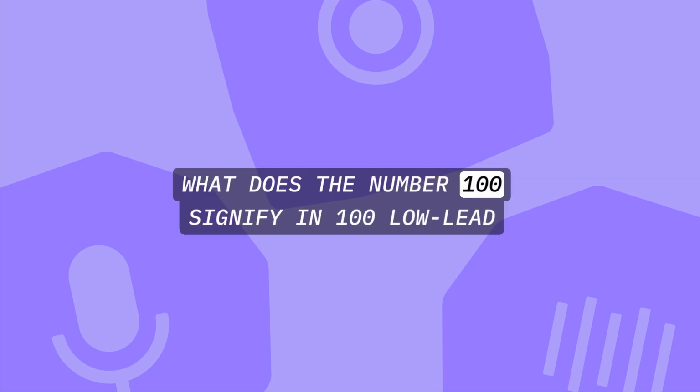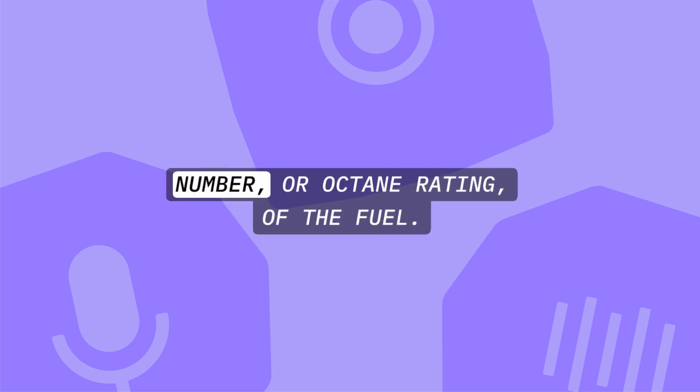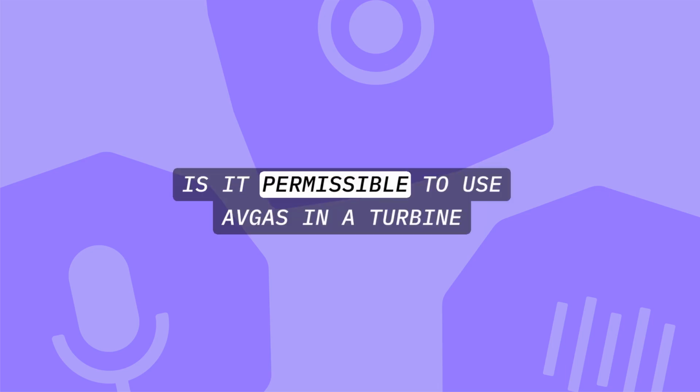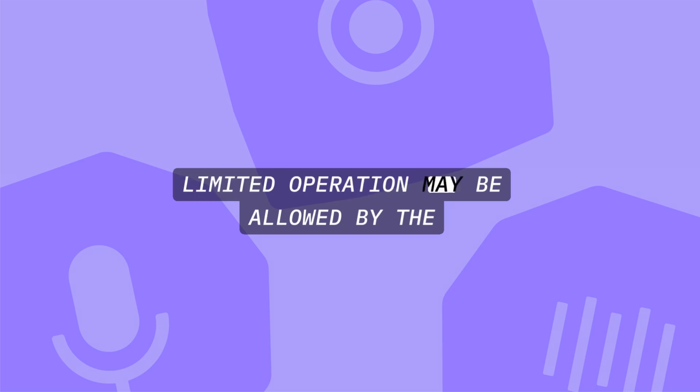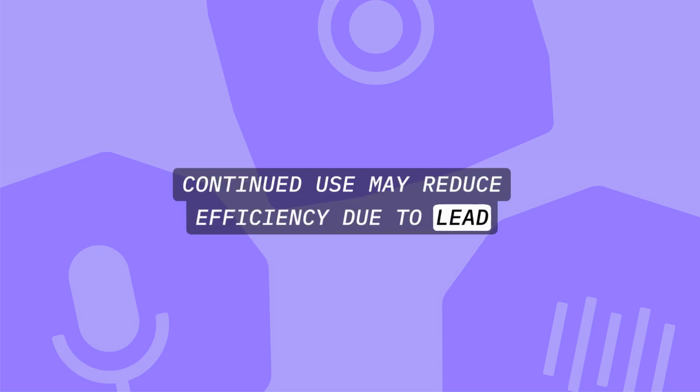What does the number 100 signify in 100 low lead aviation gasoline? It refers to the lean mixture performance number or octane rating of the fuel. Is it permissible to use avgas in a turbine engine? Limited operation may be allowed by the manufacturer. Continued use may reduce efficiency due to lead deposits on the turbine blades.